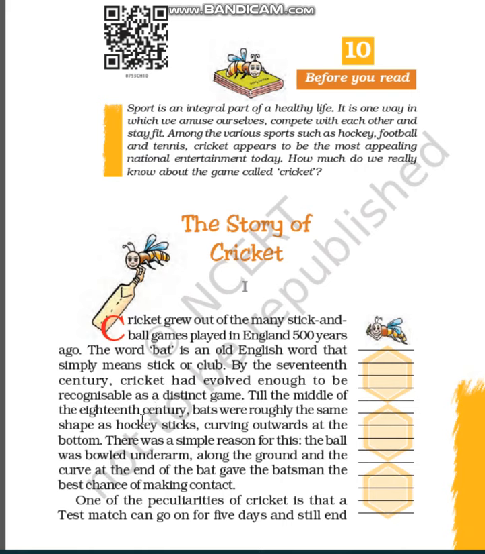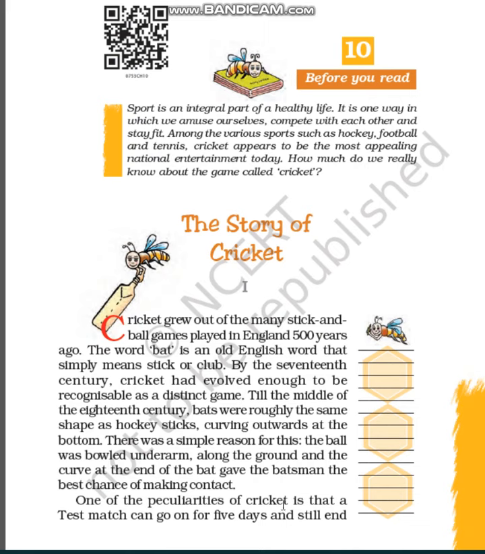Till the middle of the 18th century, bats were roughly the same shape as hockey sticks, curving outwards at the bottom. There was a simple reason for this. The ball was bowled underarm along the ground, and the curve at the end of the bat gave the batsman the best chance of making contact.